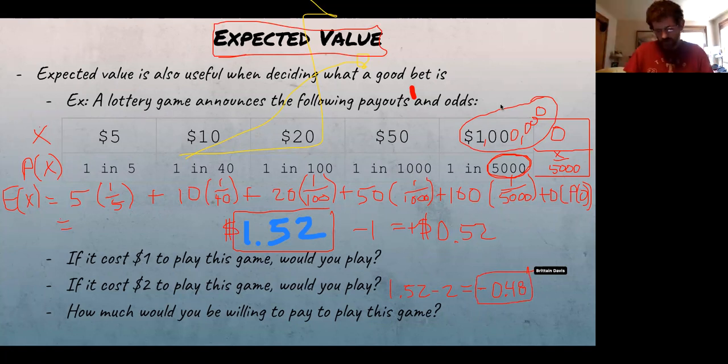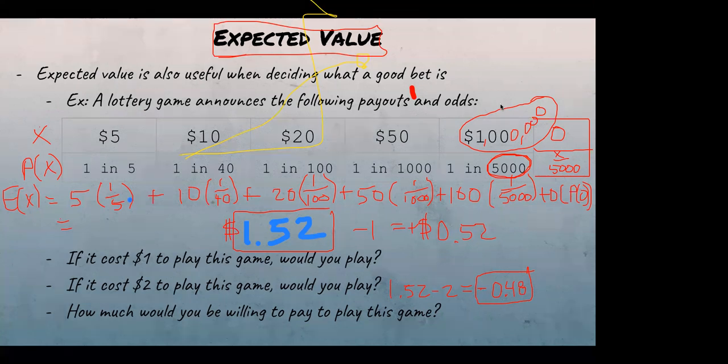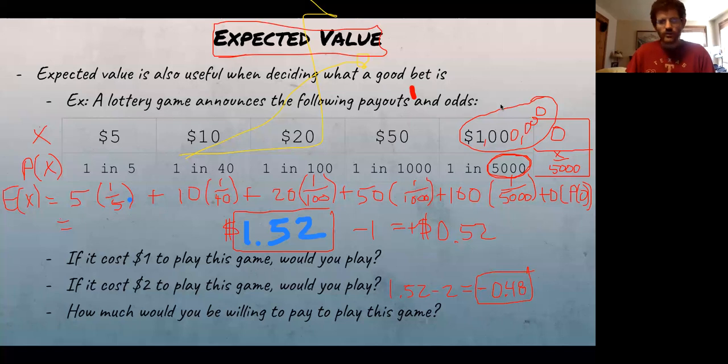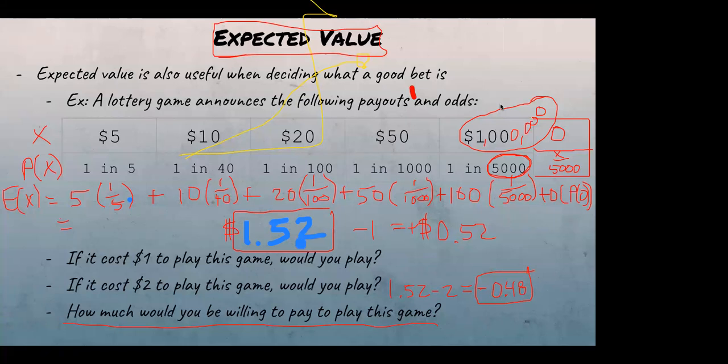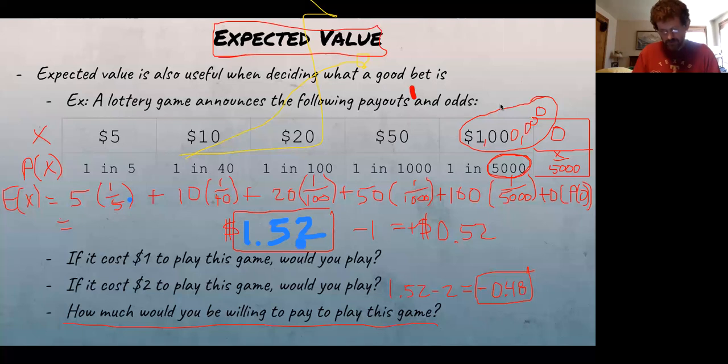How much would you be willing to pay to play this game? No more than $1.52. There you go. Now, this question is a subjective one. So in one sense, there's no right answer. If you love losing money, I guess you could say I'd be willing to pay any amount because I love lottery tickets. But in general, mathematically, what you'd say is $1.52 is the maximum I'd be willing to pay so that I could break even.